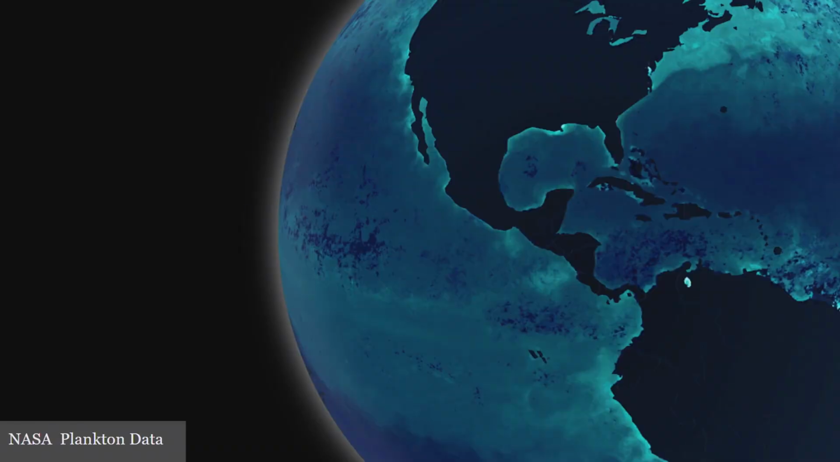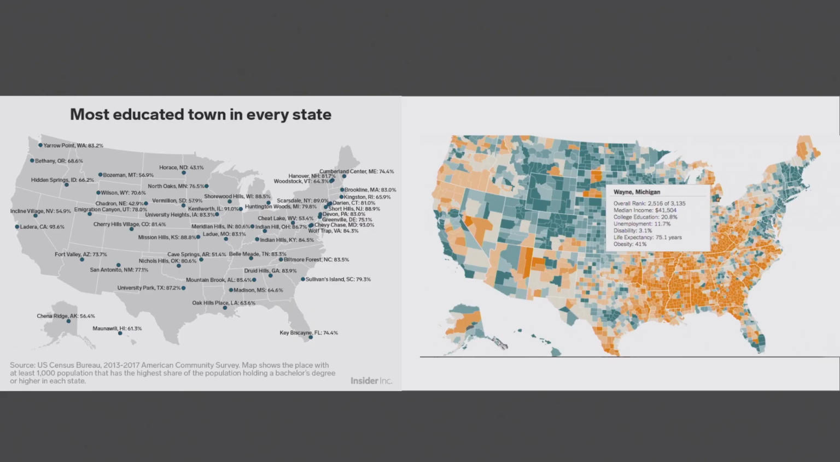So I already told you about plankton. These are the two different kinds of mapping we'll be working on today. You can imagine a map that is based on a single point, right? These are kind of related maps. This is the most educated town in every state. A town has a latitude and longitude position. It's a single point. We're putting points on a map. That's one way to map information. It lends itself to a certain kind of information.